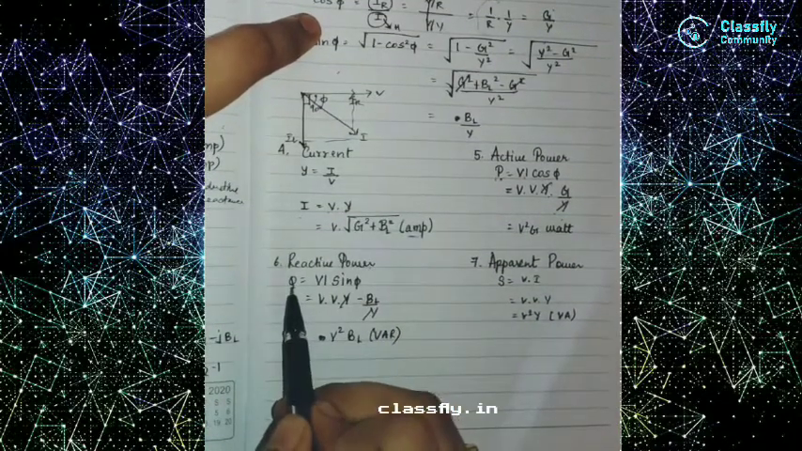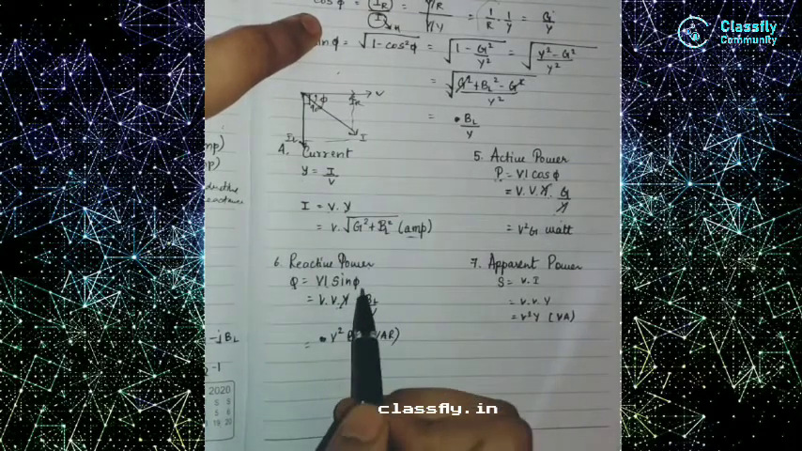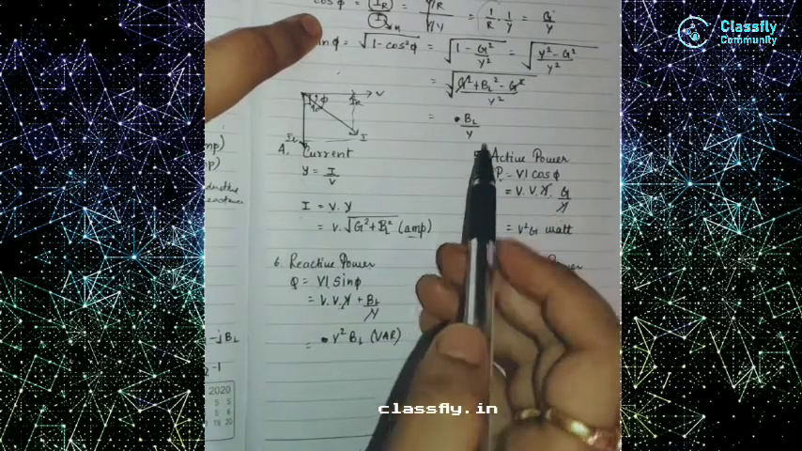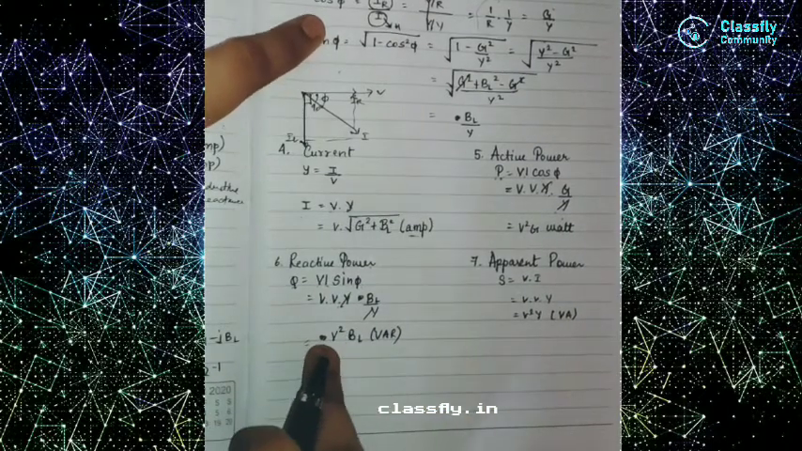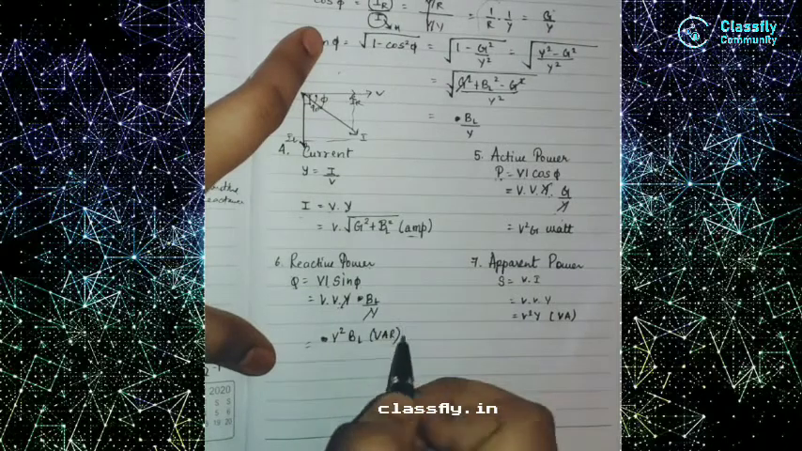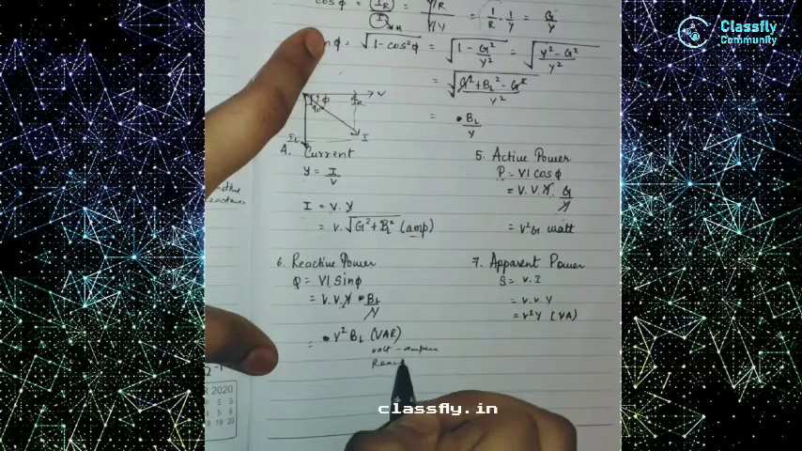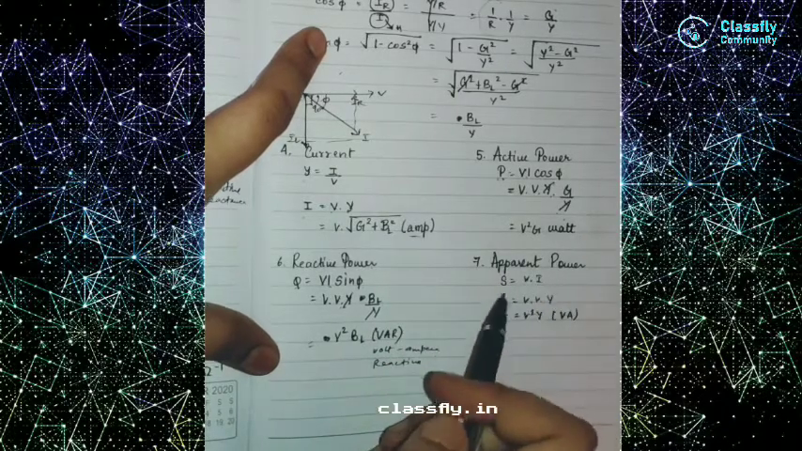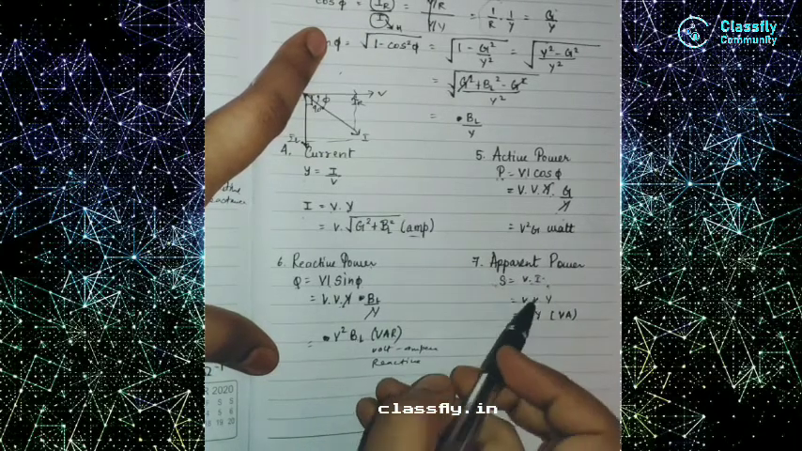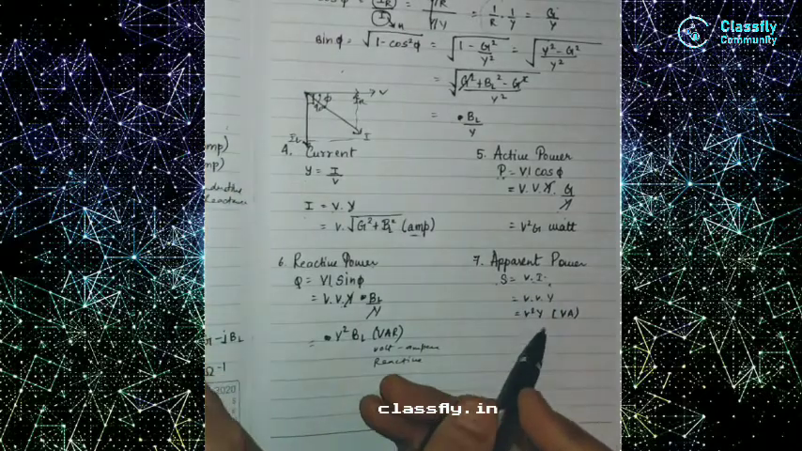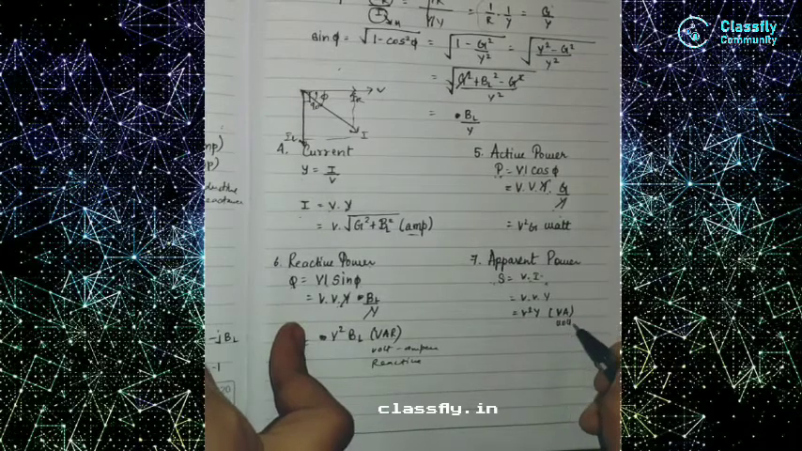Reactive power is denoted by Q. It is VI sin phi. I can be written as voltage into admittance, and sin phi is BL by Y. So Y gets cancelled, and we are left with V square BL, and its unit is var. Var means volt ampere reactive. Apparent power is denoted by S and equal to V into I, and we know that I is voltage into admittance, so we get our apparent power as V square Y, and its unit is volt ampere.